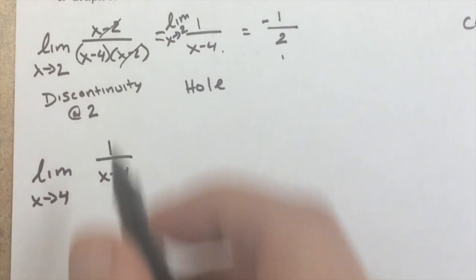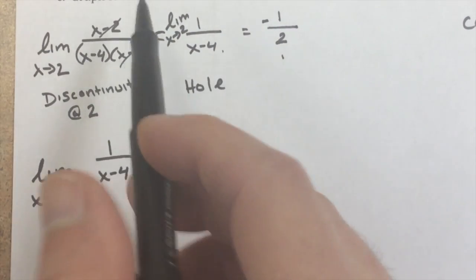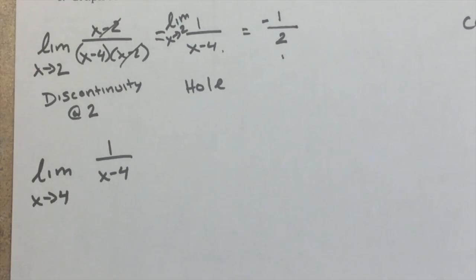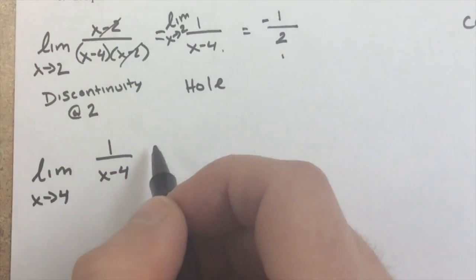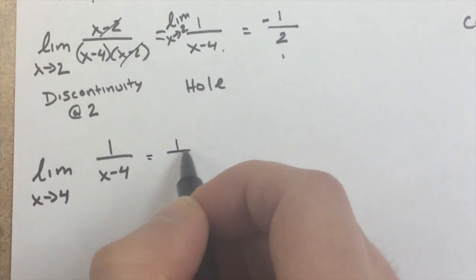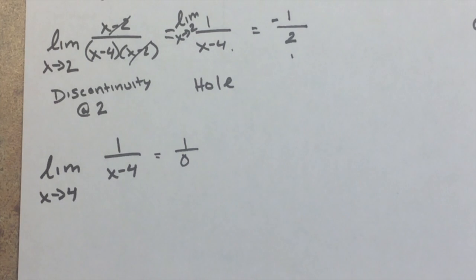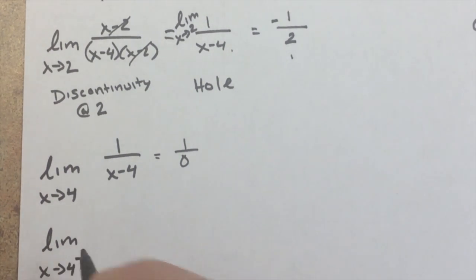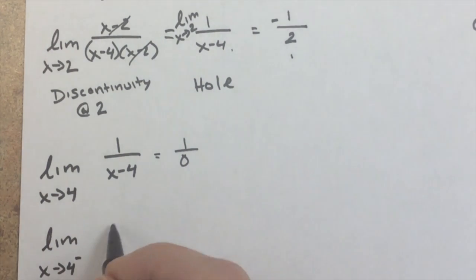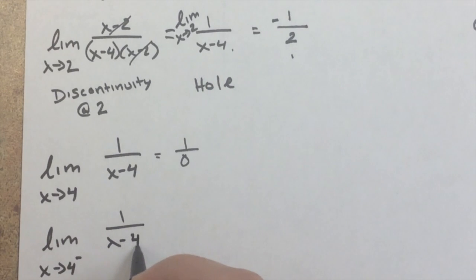Because if you plug in 4 here, you get 0 over 0. So using our simplified form, this is going to get 1 over 0. Normally we would say that's undefined. But we can use what we've been talking about: the limit as x approaches 4 from the left of 1 over x minus 4.